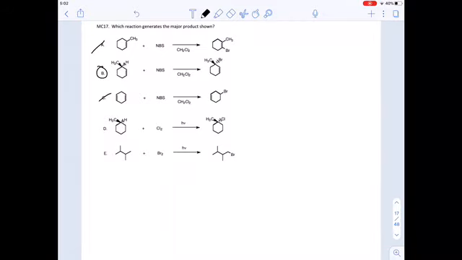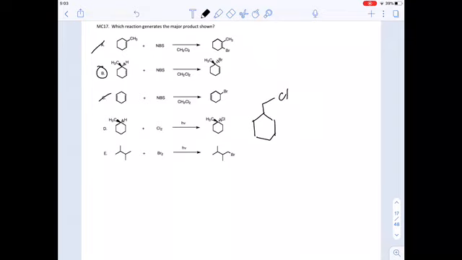And then D is the chlorination of a ring. But the issue here is in order to do Cl2 over hv and add the Cl, you need to have a chain hydrogen present. So what I mean is you would have to have an open chain hydrogen to do the radical chlorination. So in this case, what the product should have looked like is this.